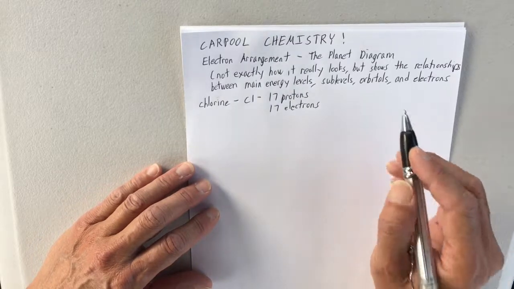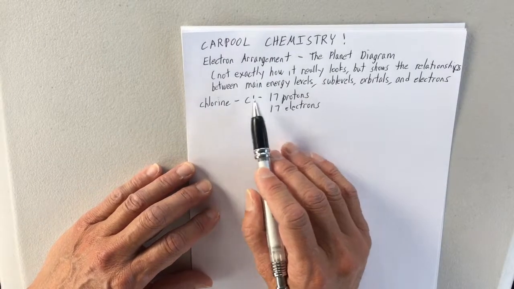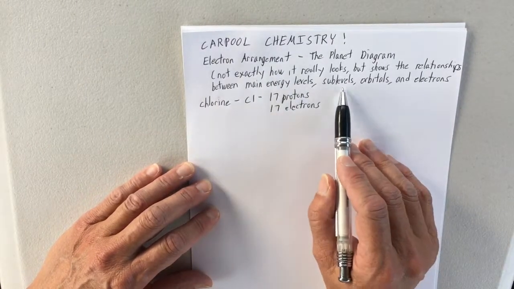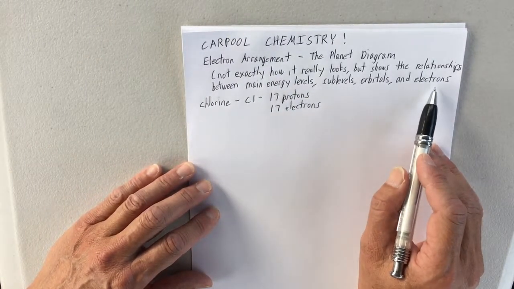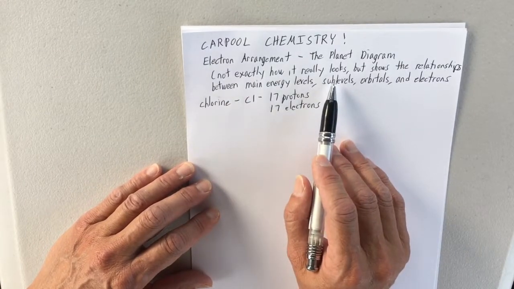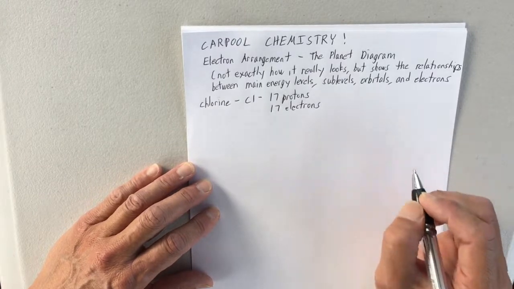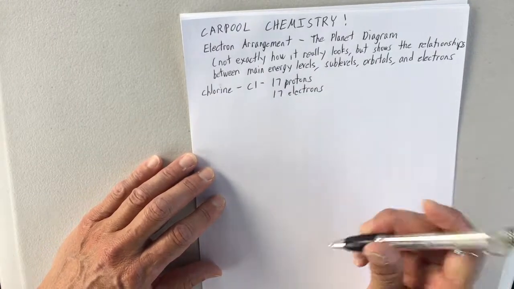That is, we're going to be drawing a planet diagram which shows the relationships between main energy levels, sublevels, orbitals, and electrons. Although it's not exactly how it really looks, it's just a representation so you can see the relationships. So let's take a look at chlorine.